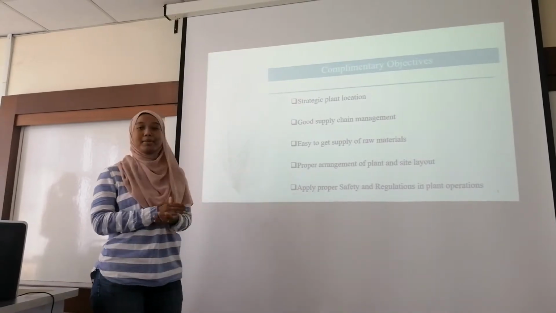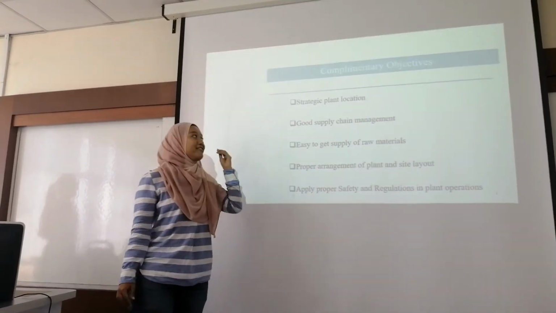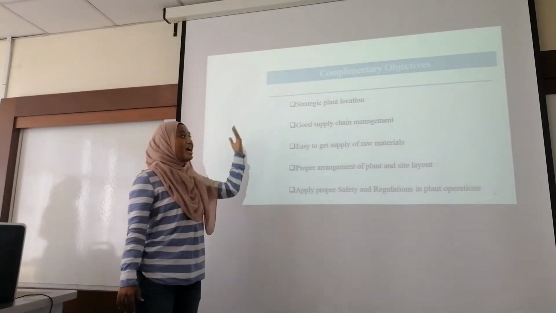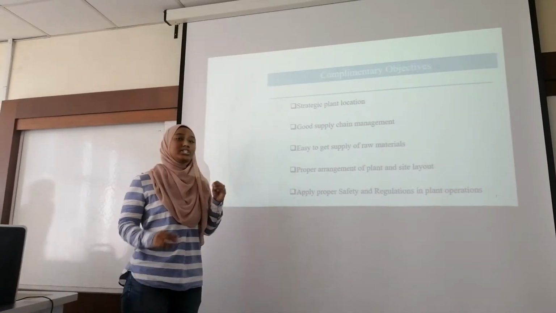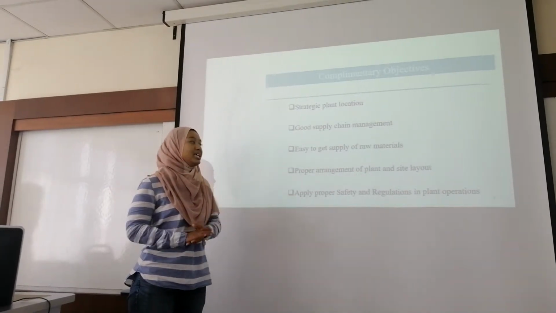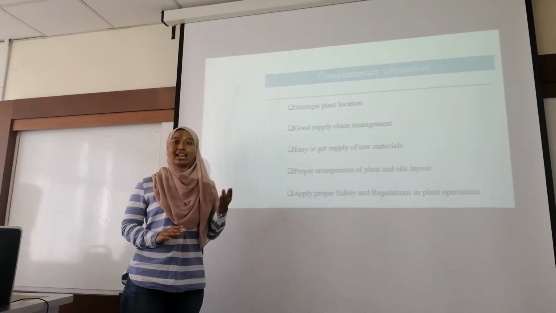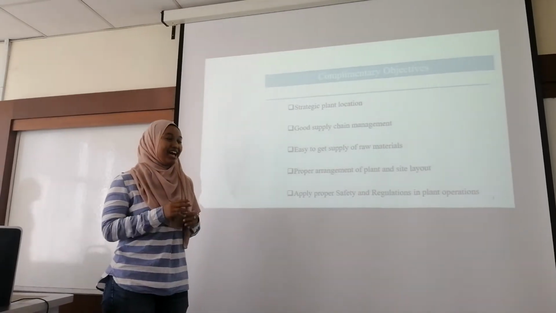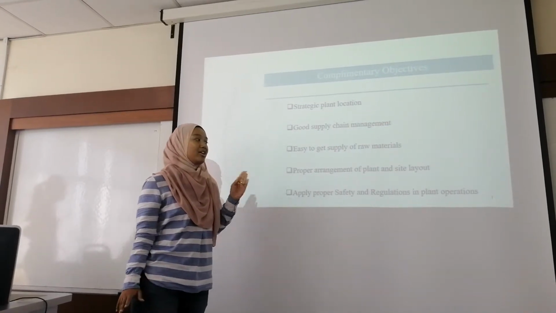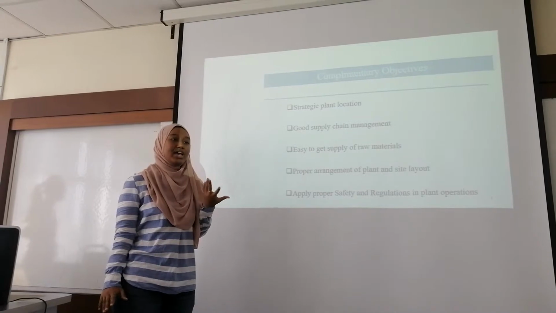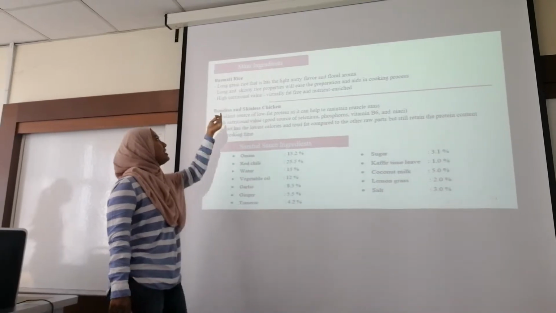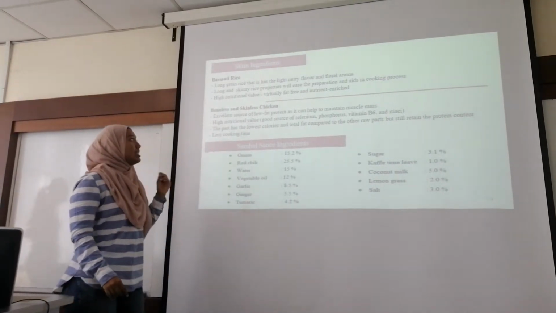For the complementary objectives, the first one is a strategic plant location, in a landed and open area. The next one is good supply chain management, in terms of distribution of our finished product and easy supply of raw materials. Next is proper arrangement of plant and site layout so that we can have a smooth production process. The last one is to apply proper safety and regulation in plant operations, such as having first aid rooms and so on.